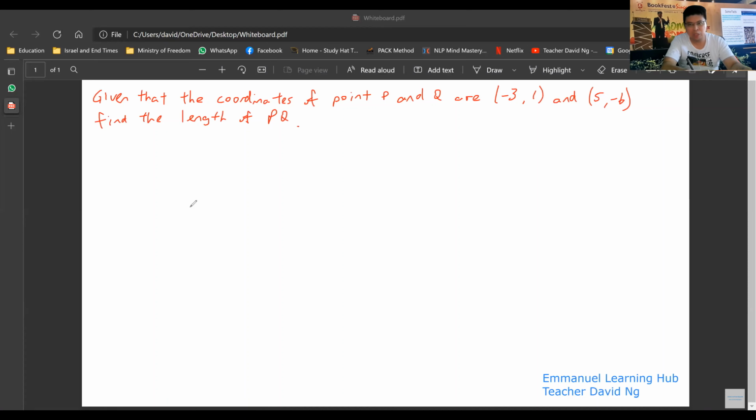So how to find the length of PQ? Okay, then let's do it together. Square root of the difference in x coordinate, minus 3 minus 5, squared. Plus the difference in y coordinate, 1 minus minus 6, squared.